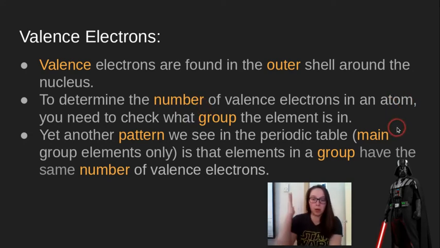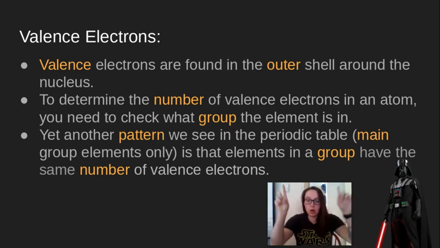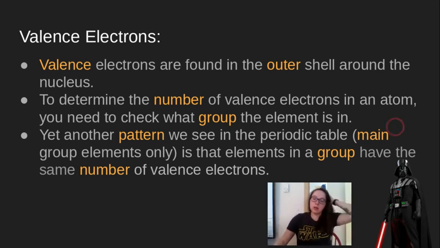Remember, a group is a vertical column, so up and down. You know, our alkali metals, our alkaline earth metals, our halogens, our noble gases, our transition metals, those are groups, okay? But here we're talking about one column, so I kind of goofed. I said transition metals. That's multiple columns. When we're talking about valence electrons, we're talking about one column.